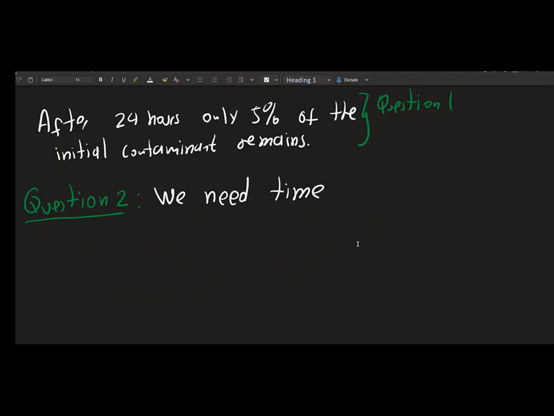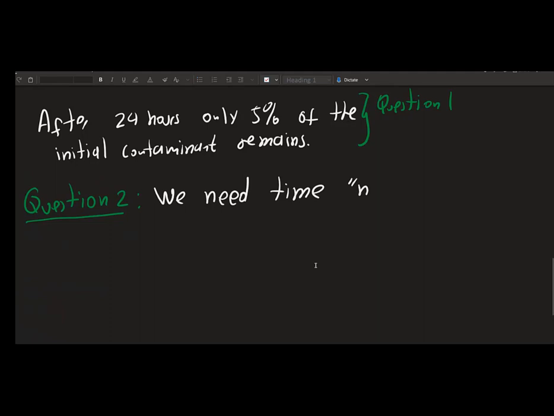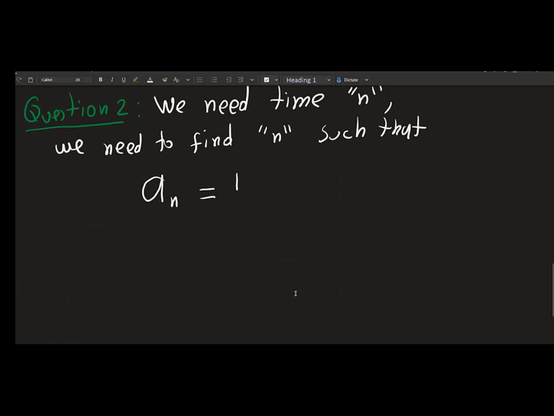Now, because they're asking for time here, what we want is N, right? We don't want AN because that's the amount of contaminant left. What we want is N, the time, which in this case we are measuring by N. So we need to find N, because in this case N represents time, such that AN as a fraction is 1/2 of A0. Now, this is an equation that we need to solve for N.